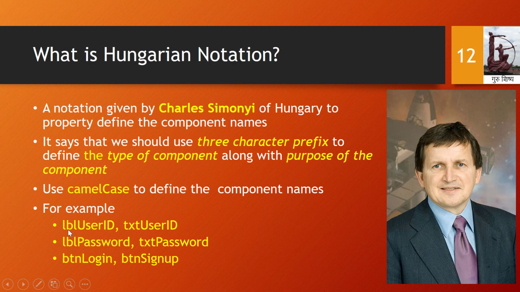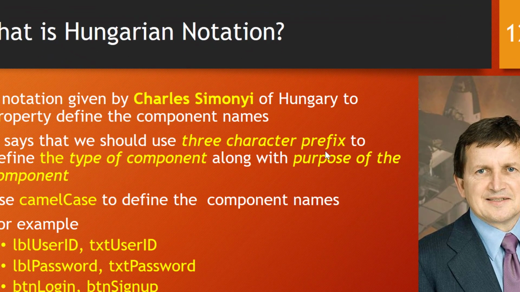Take this example. lbl, this is label, a 3 character long prefix, and userID says this is for user ID. This is a label for user ID. If we say txtUserID, that is indicating this is a text box for user ID. lblPassword, this is a label for password. A text box for the password. btnLogin, this is a button for login. This is a button for sign up. So these names are very good indicators by which we can easily identify these controls.